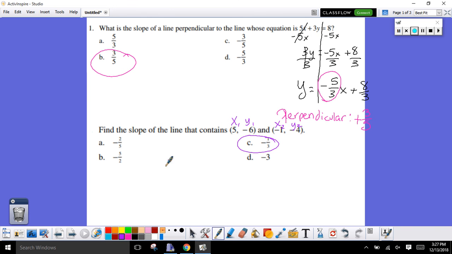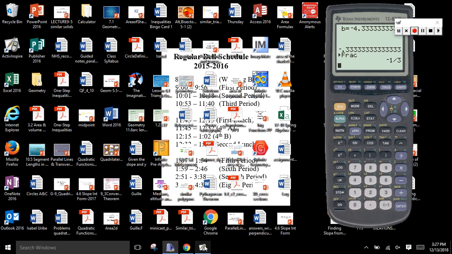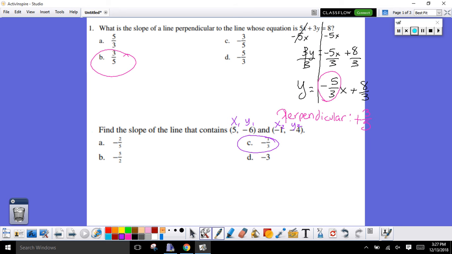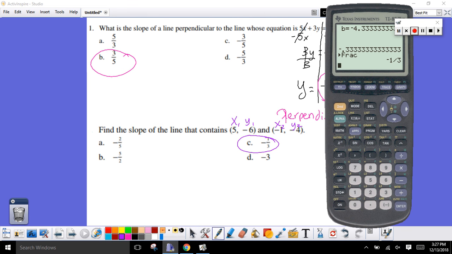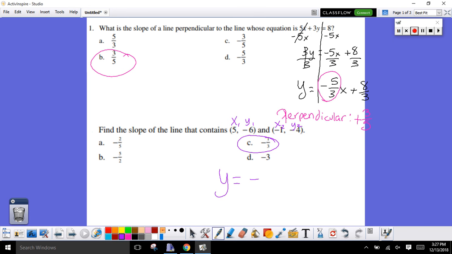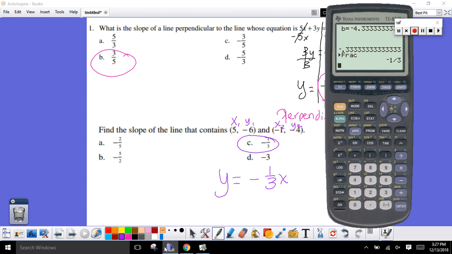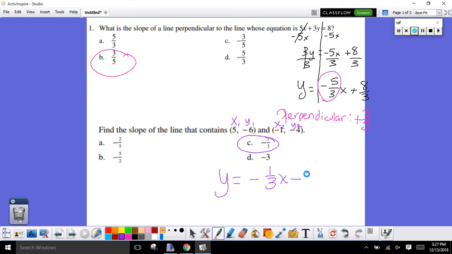Now notice how if I also wanted to write an equation for this problem, I could easily just look at my calculator and write my equation, because I know that my slope is negative 1/3 and my y-intercept is negative 4.3333. So my equation could be y equals negative 1/3 x, and my y-intercept is negative 4.33, so minus 4.333. That's how you guys can get equations if they give you 2 points only.